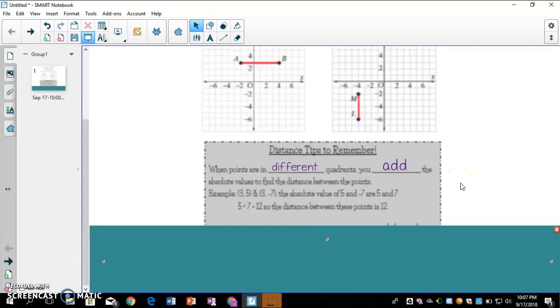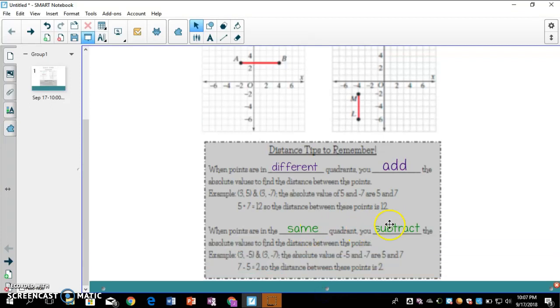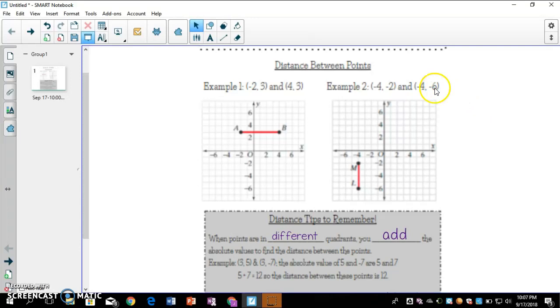A nice trick I remember is if points are in the same quadrant, you subtract. Same, subtract, SS. That can kind of help you. And look here, different, add. They've got the D's. So that can kind of help you remember the trick. When points are in the same quadrant, you subtract the absolute values to find the distance between the points. Like this, I'm going to take the absolute value of -2 and -6, and if I do 6 minus 2, I end up with the 4 here. It's kind of like finding the difference, right?